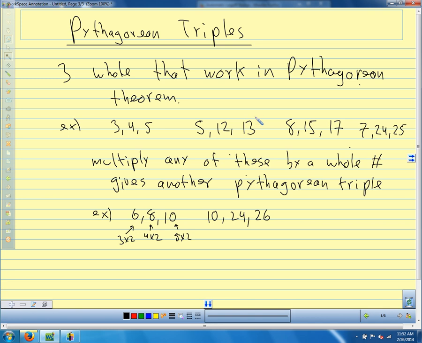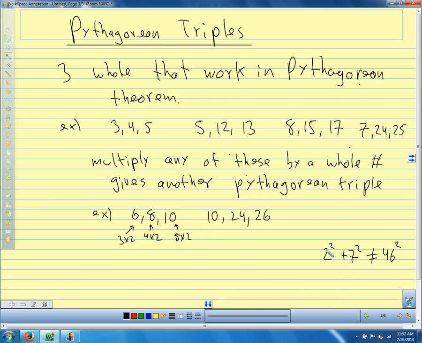So it's not in a special order? Well, the hypotenuse is always the longest side, but other than that, it's not in a special order. 2, 7, 42. That wouldn't be a Pythagorean triple. Why? Because 2 squared plus 7 squared doesn't equal 46 squared. Okay, so it has to work in the Pythagorean theorem.